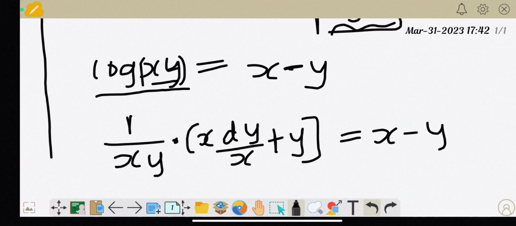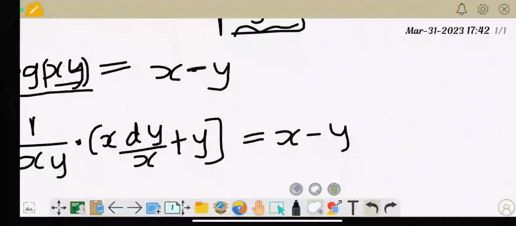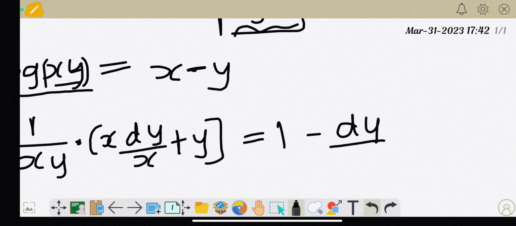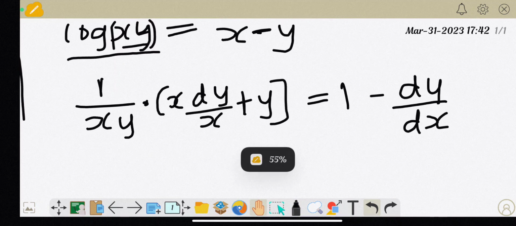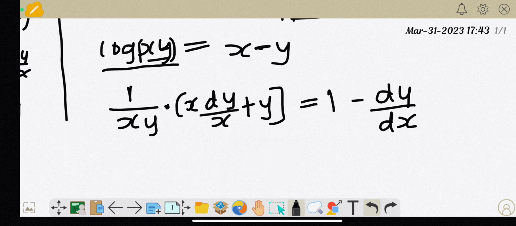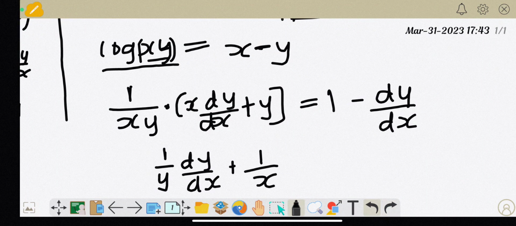x minus y, so differentiation of x is how much? 1, correct. Differentiation of y is dy by dx. Yeah, next what we can do, just open this bracket. So when you open this bracket, what happens? x and x will cancel with this. So what you'll have, 1 by y dy by dx. Here y and y will cancel and 1 by x will remain, plus 1 by x equals 1 minus dy by dx.